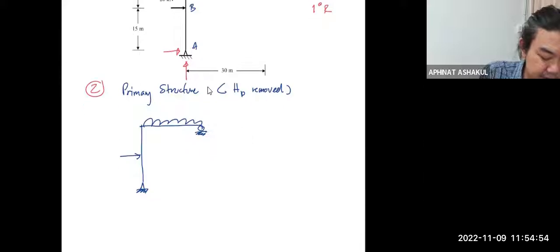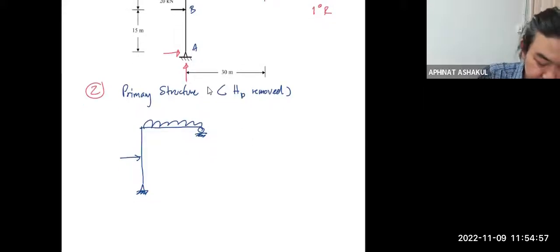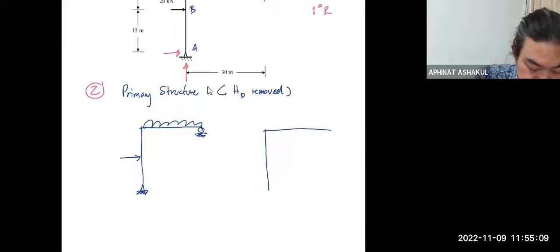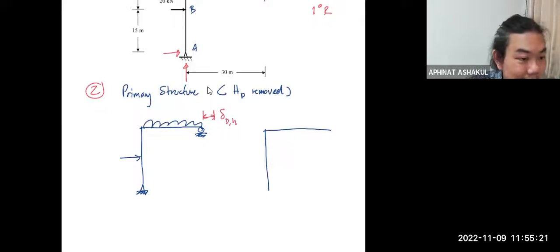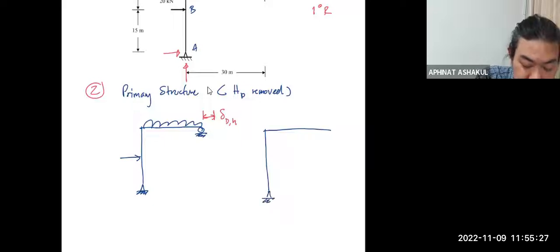Here is my primary structure, and here, because I remember carefully, because I removed HD, I will have horizontal displacement at D. And because I have horizontal displacement at D, it means I need to apply my unit at D. So let's make it like this.